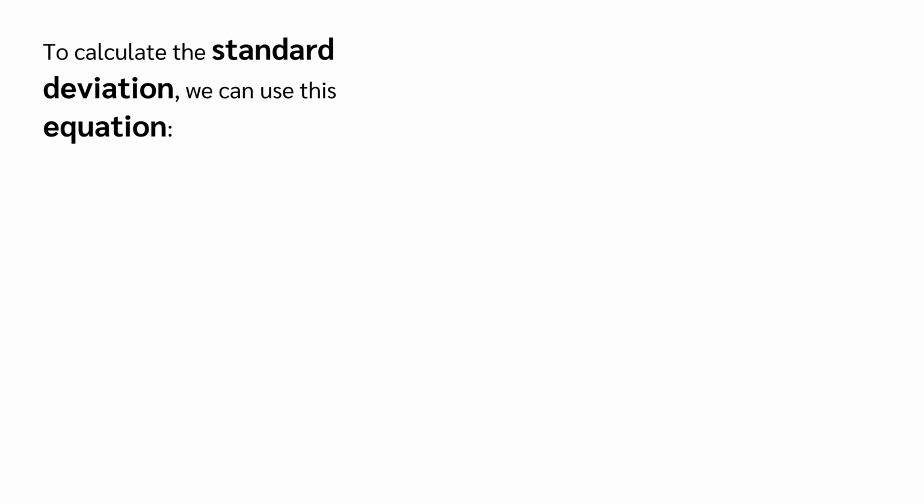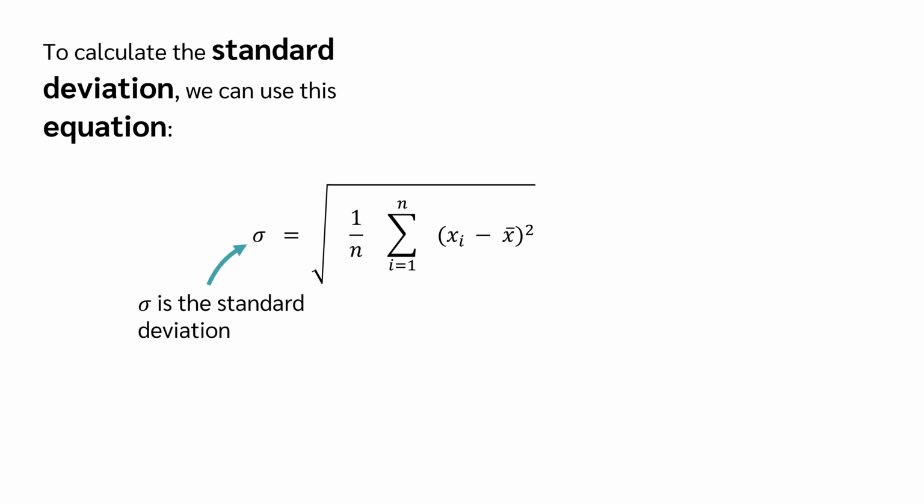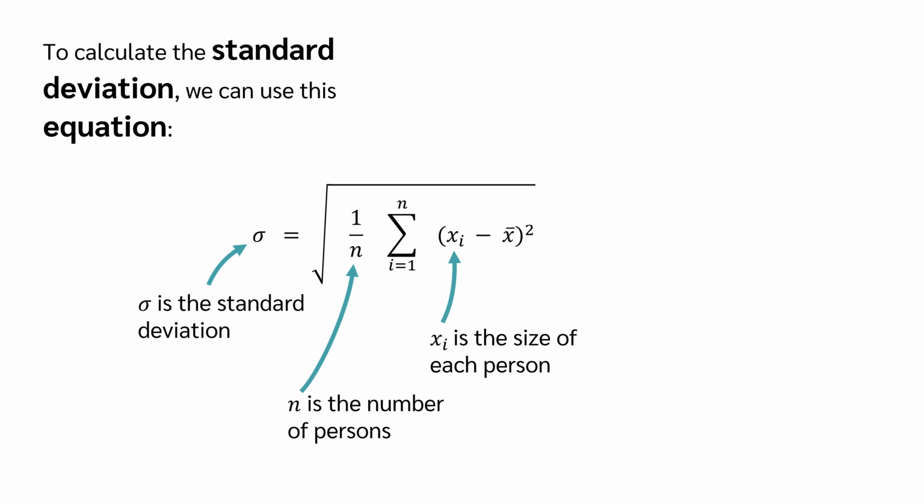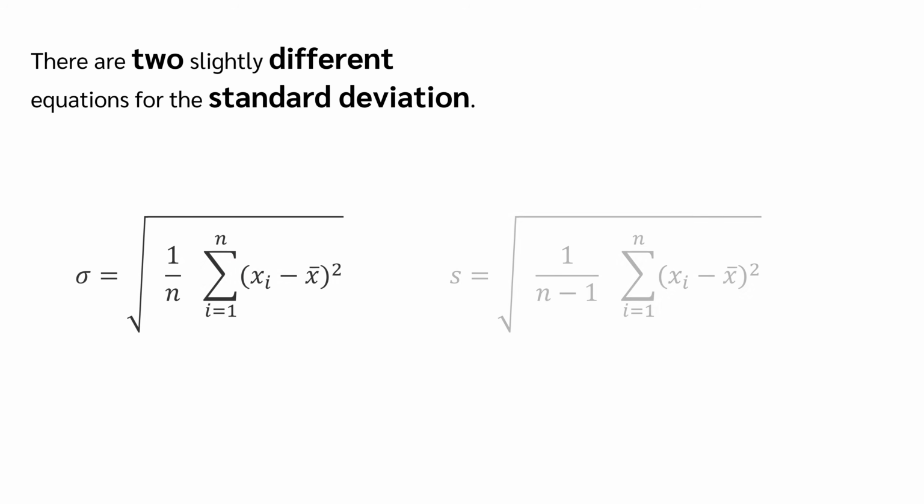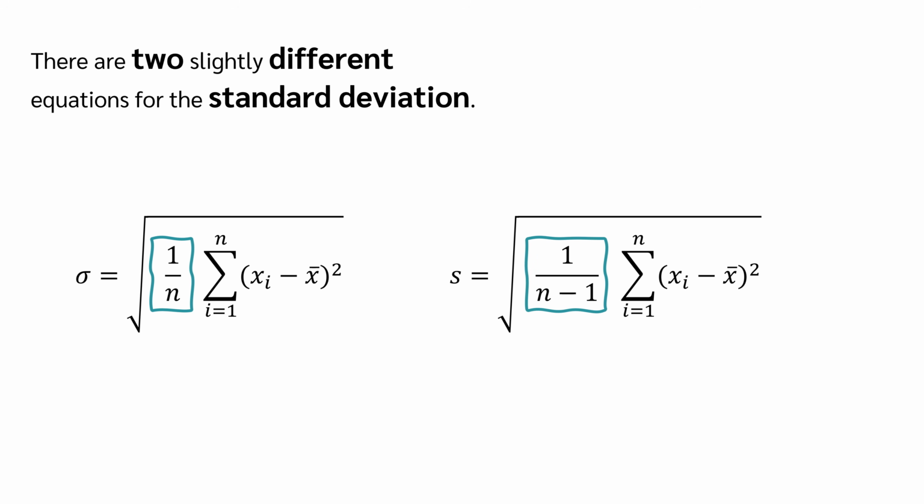To calculate the standard deviation, we can use this equation. Sigma is the standard deviation, n is the number of persons, xi is the size of each person, and x bar is the mean value of all persons. But attention, there are two slightly different equations for the standard deviation. The difference is that we have once 1 divided by n and once 1 divided by n minus 1.